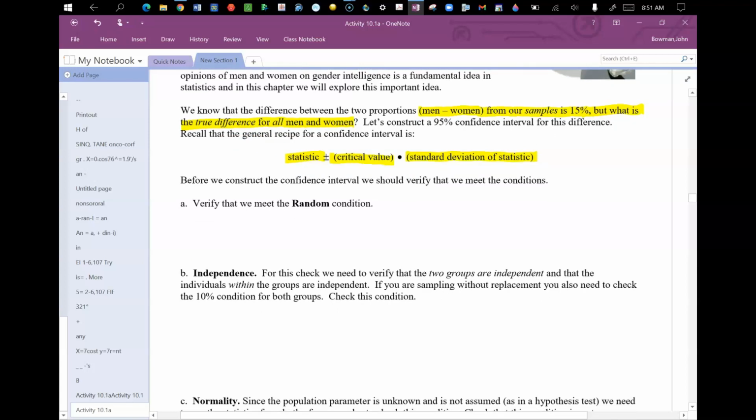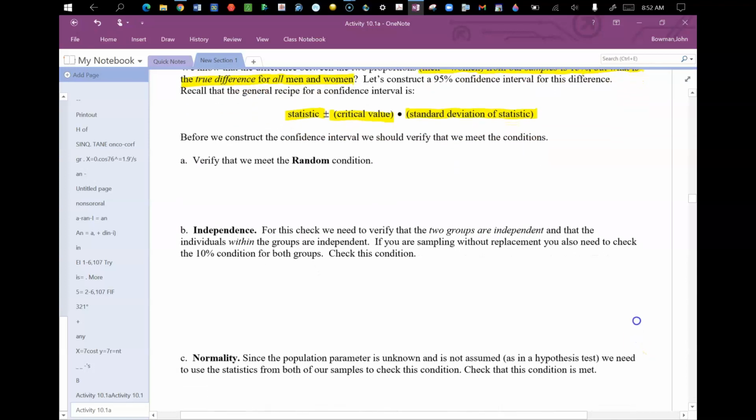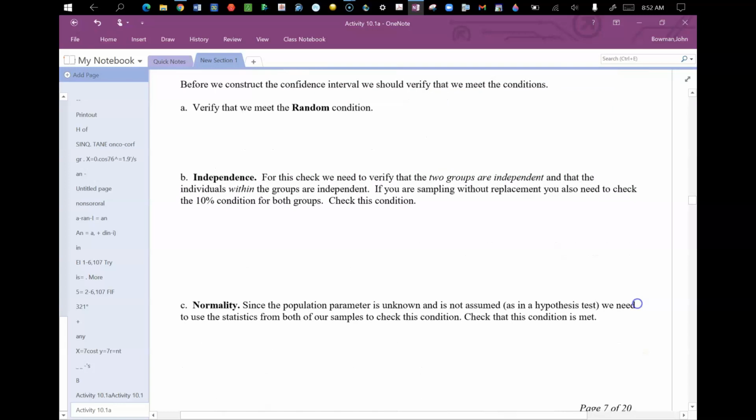Both samples were stated to be random. We're good with that. Independence: be careful about this one. You need to check this three times. You need to check it using the 10% condition for each sample. Then you have to check and see if it's reasonable that the two samples were independent of each other.